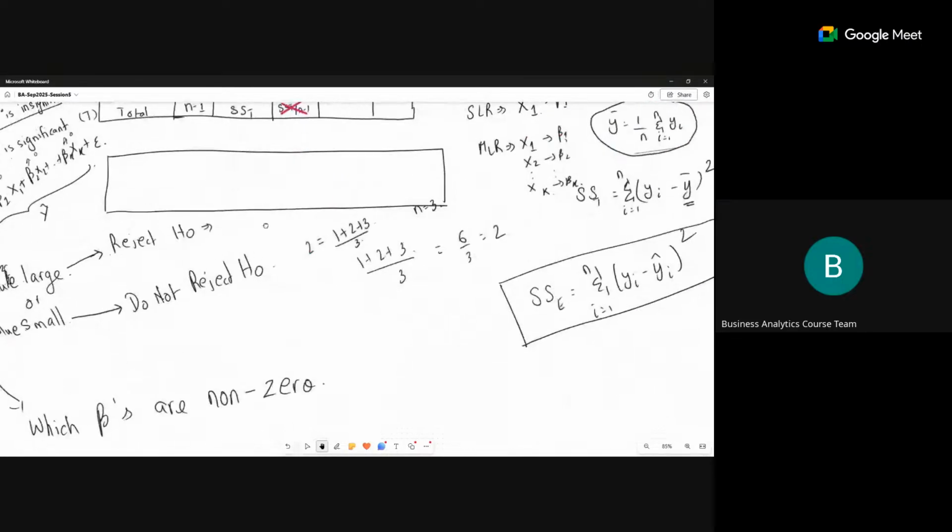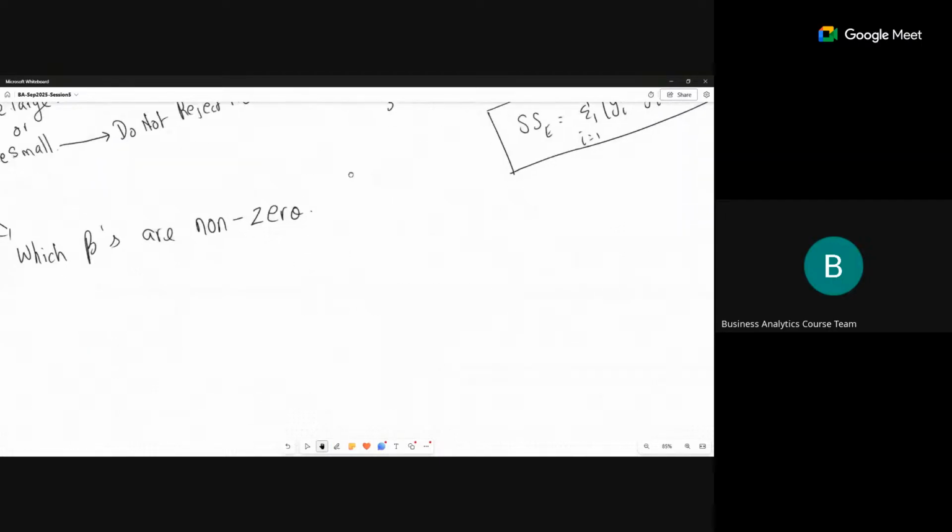For which you take the second table. This is table 2. You take the second table. So what are the rows in the second table?